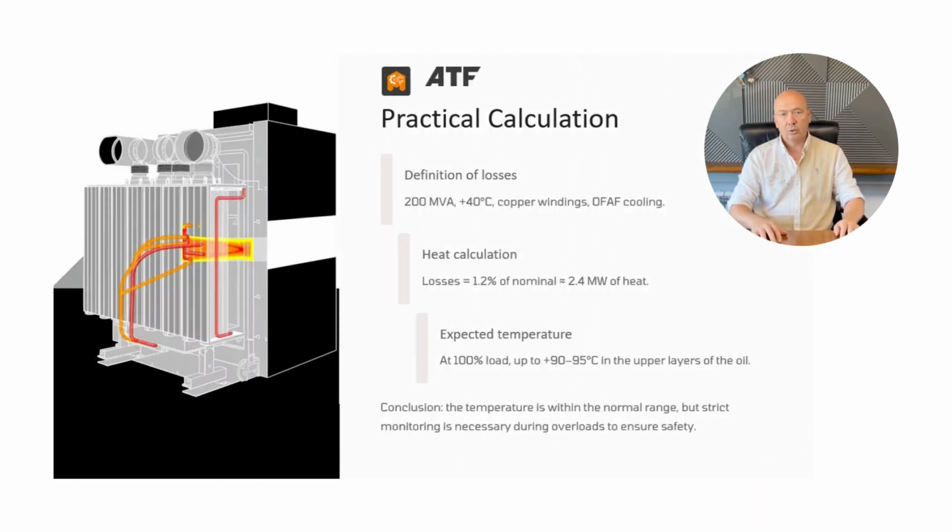Now let's look at a practical calculation. Suppose a 200 megavolt ampere transformer is working in ambient air at 40 degrees Celsius. The windings are made of copper, and the cooling system is OFAF. What top oil temperature can we expect at full load? Based on thermal resistance and oil properties, losses are about 1.2% of rated power, or 2.4 megawatts of heat. With good circulation, the oil temperature may reach 90 to 95 degrees Celsius. Conclusion: that's within the acceptable range, but strict control is needed during overloads.